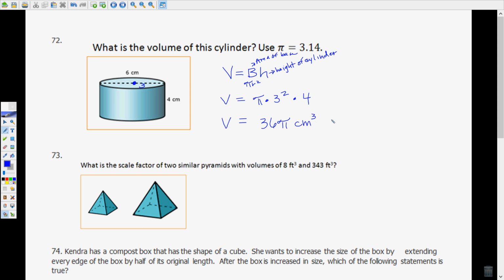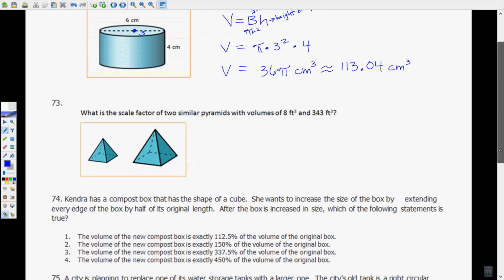Remember, volume is in cubic units. And if you are asked to use 3.14 for pi or your pi button, then you'll just multiply 36 by pi and you get 113.04 cubic centimeters.